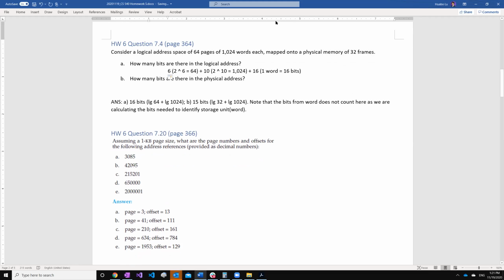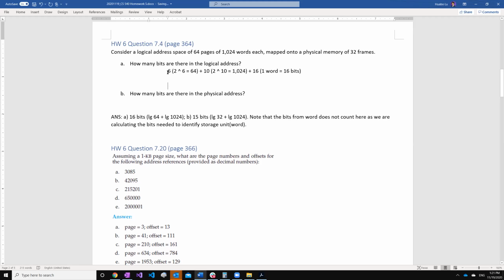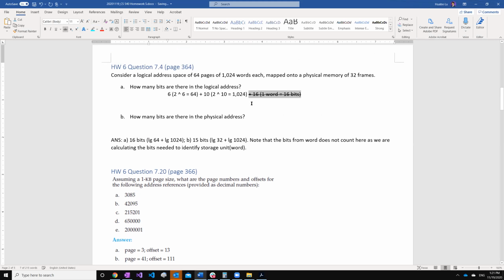If you get an answer like that, guys, this is very close. How close? The first two parts, the first two expressions, are correct. You don't want to consider this last part. Let me bring up the menu so that I can strike out this line. You don't want to consider the fact that one word is 16 bits, and you may be wondering why. Because the word is the unit we use to represent the storage. We don't mark inside each bit which is which.